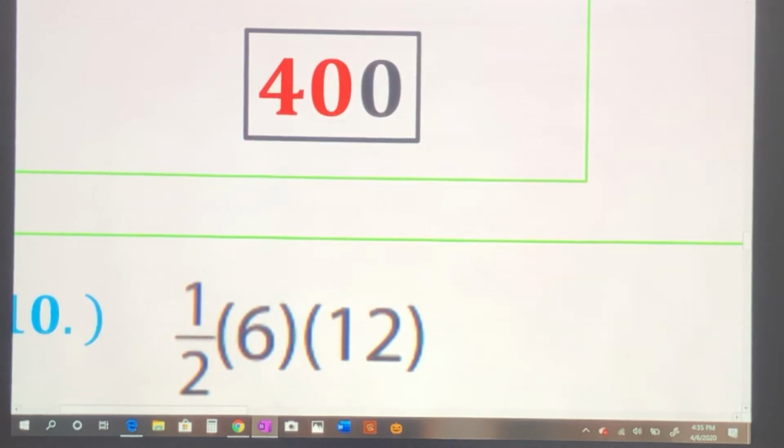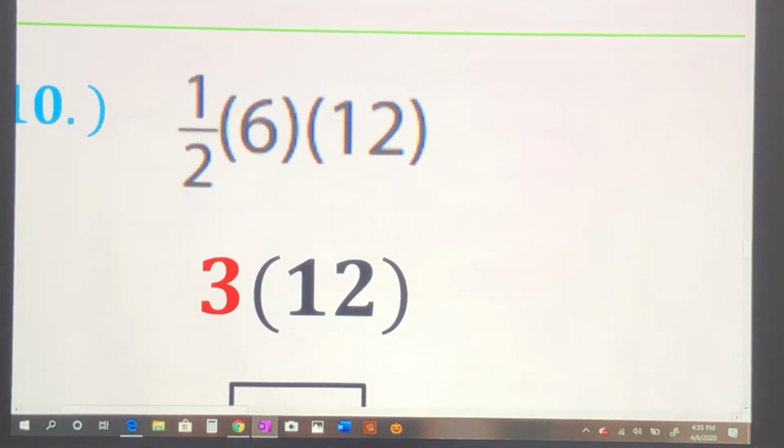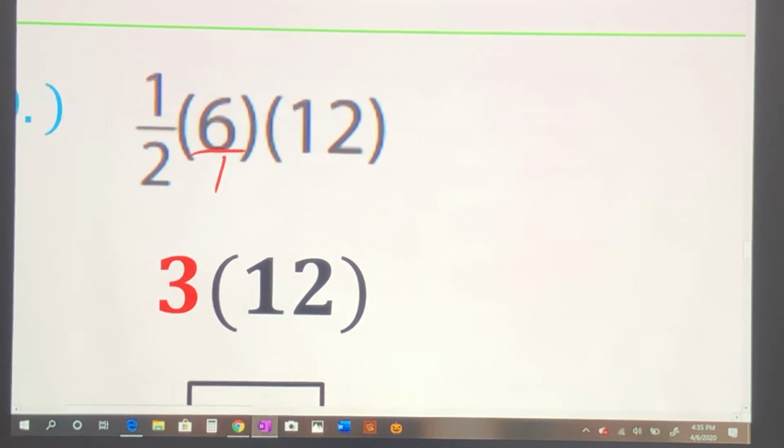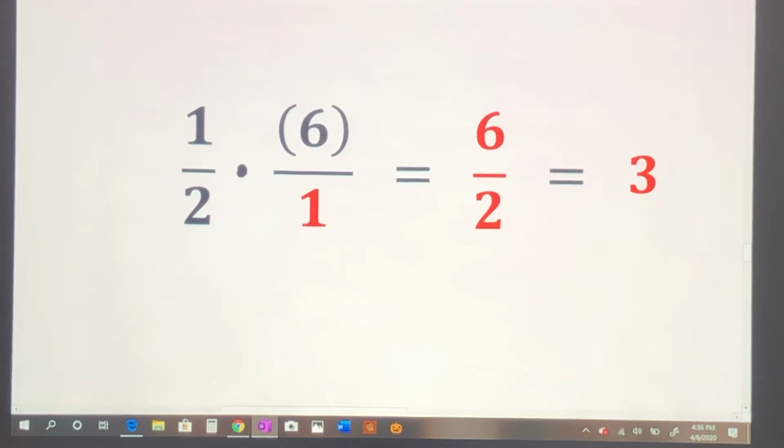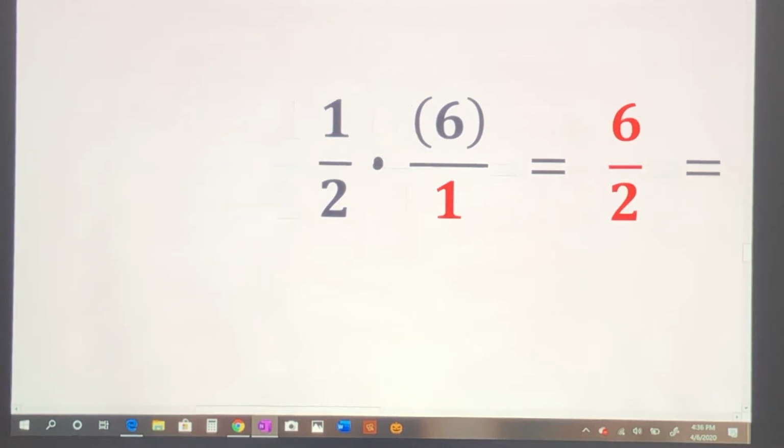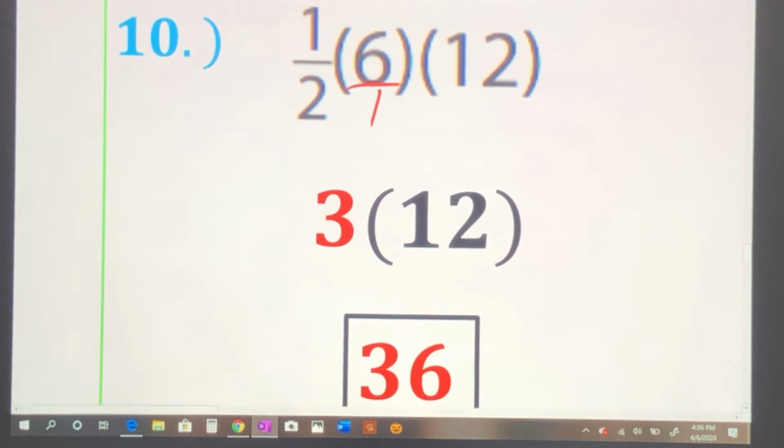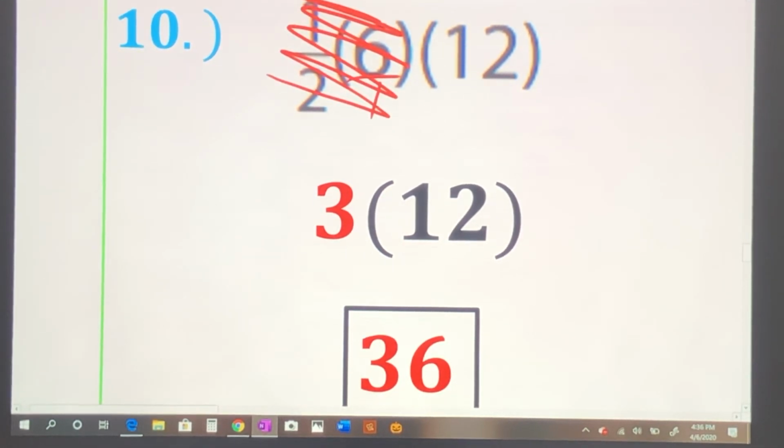Number 10. Here I did basically half of 6 is 3. Or you could say 1 over 2 times 6 over 1, I think. Yep, it's right here. 1 half times 6 over 1. 1 times 6 is 6. 2 times 1 is 2. 6 over 2 is 3. Half of 6 is 3. Okay, not too bad. So half of 6 is 3. 3 times 12 is 36.